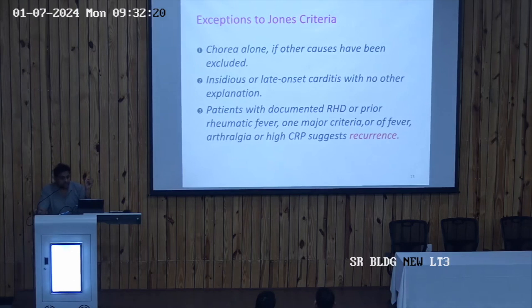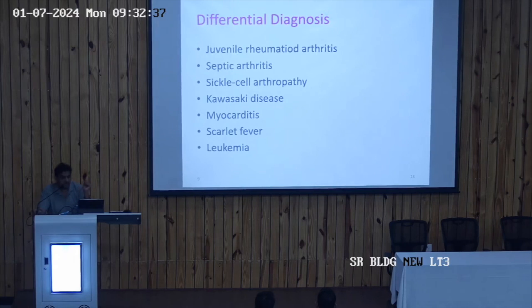Chorea alone, if other causes have been excluded; insidious or late onset carditis with no other explanation; and a patient with documented RHD or prior rheumatic fever, or one major criterion, or fever, arthralgia or high CRP, suggest there may be a recurrence. So these are the exceptions to the Jones criteria.